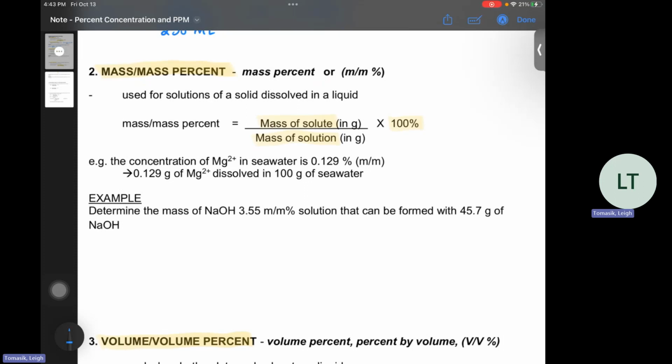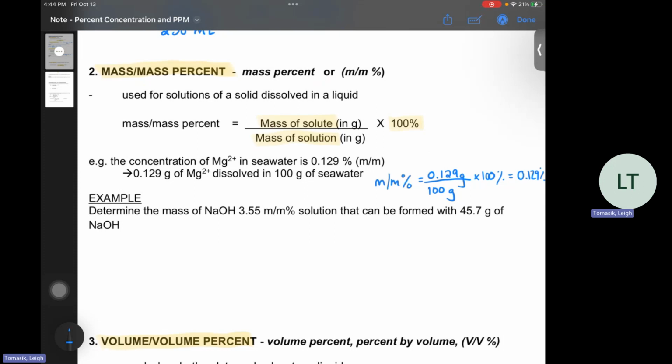So for example, 0.129 grams of magnesium dissolved in 100 grams of seawater would be 0.129% mass to mass. So the mass to mass percent is equal to 0.129 grams divided by 100 grams. By the way, did you know the mass of water is 1 gram per milliliter? So 100 grams is also 100 milliliters. Maybe you didn't care to know that fact, but it's true. So we end up with 0.129%.